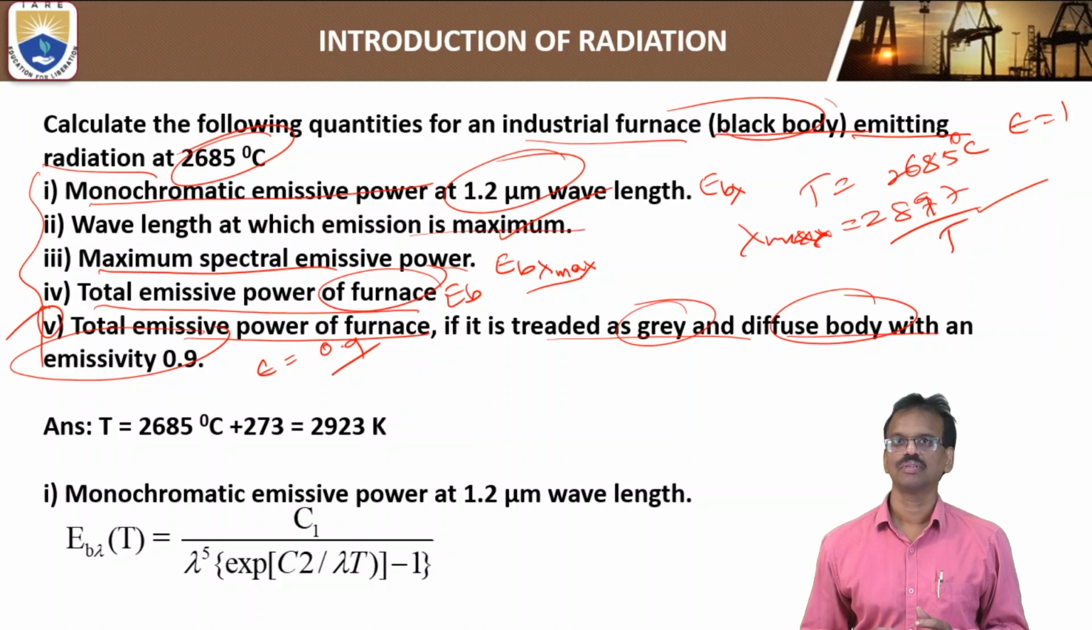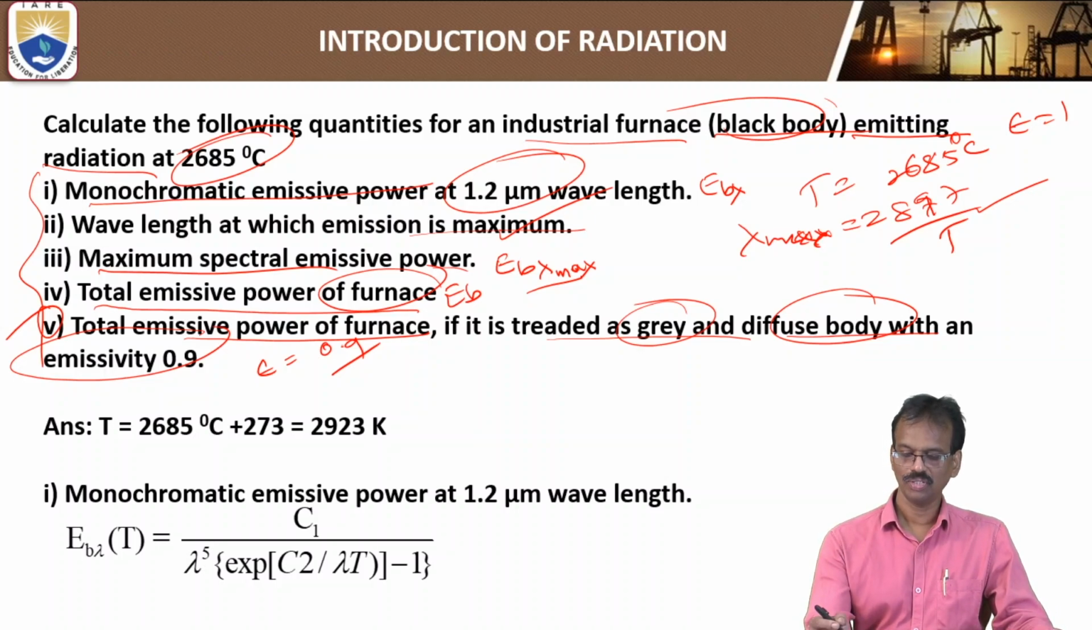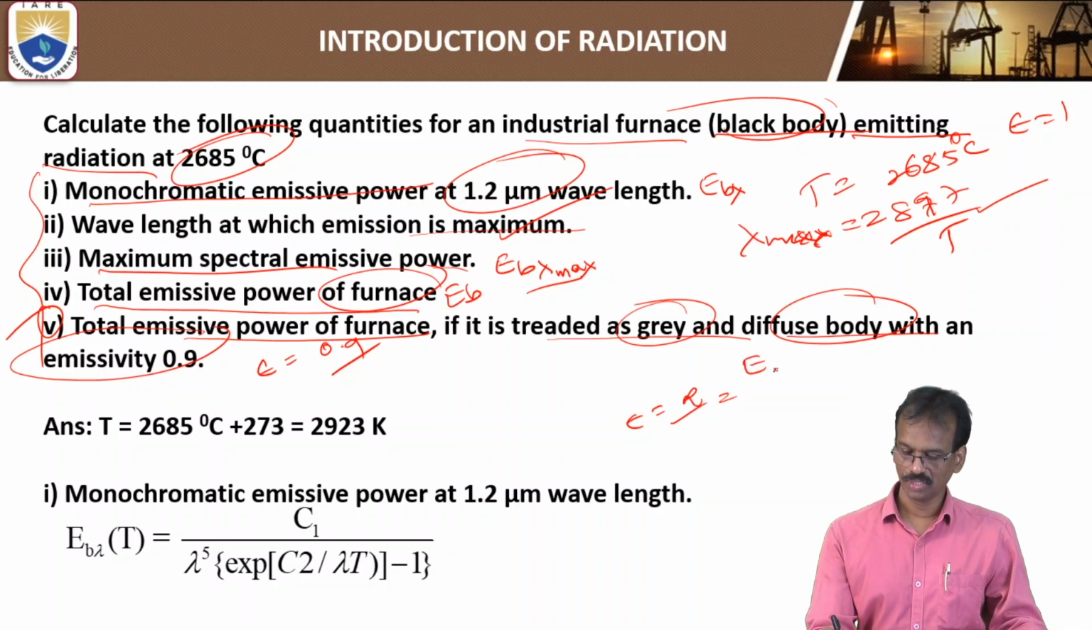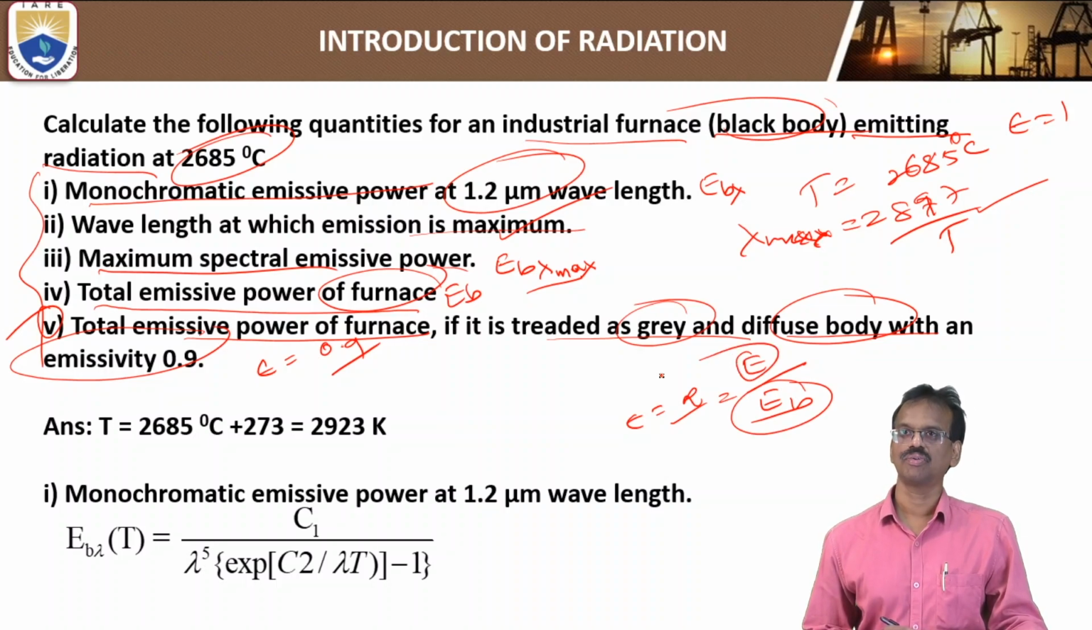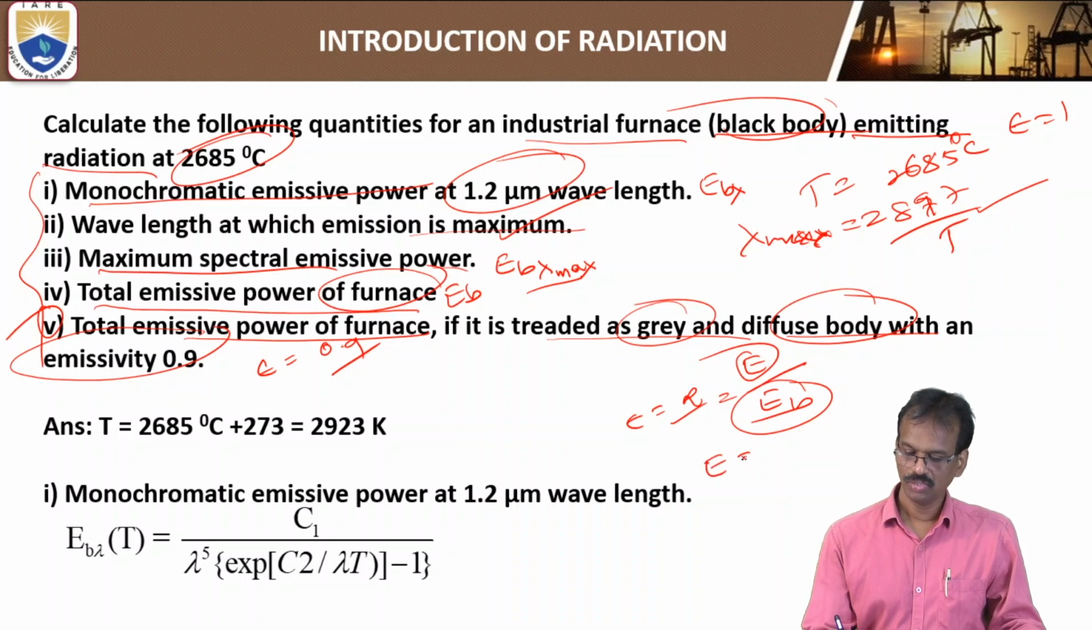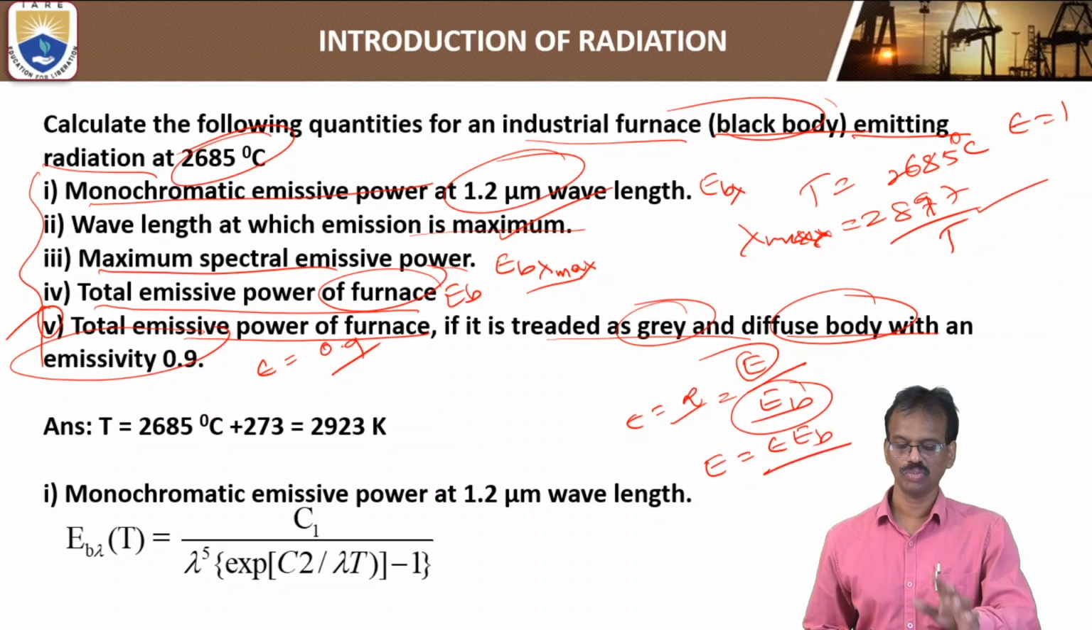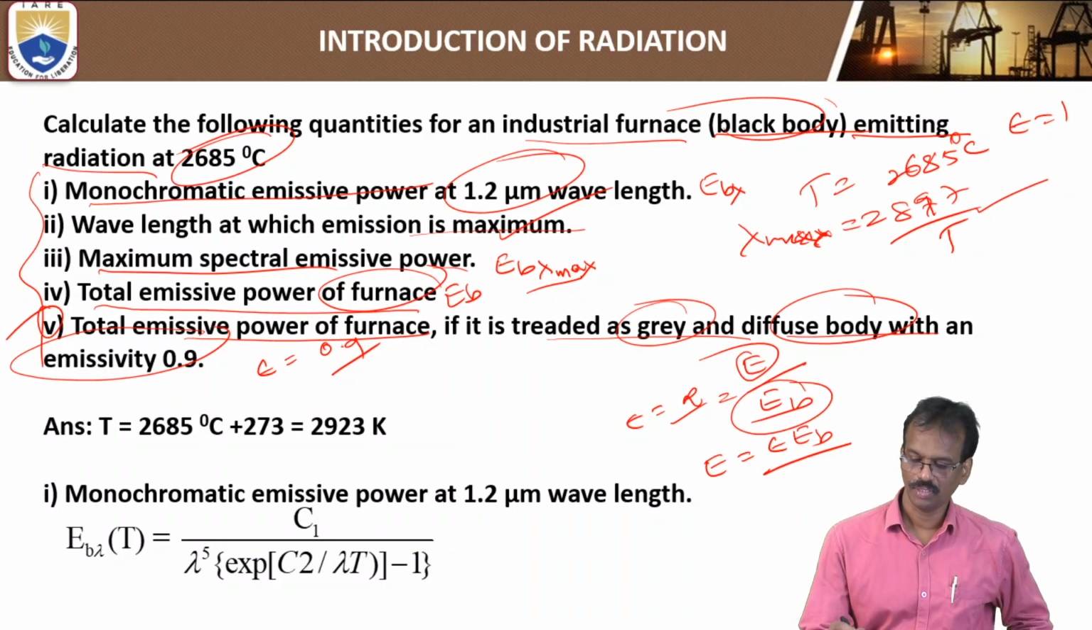You know that according to Kirchhoff's law, emissivity is equal to absorptivity. And the emissivity formula is the total emitting energy of the surface divided by the total emitting energy of the black surface. The black surface you already derived. For this surface, the emitting energy you have to find out. It means E is equal to emissivity times E_B. You know the E_B value by the Boltzmann law.